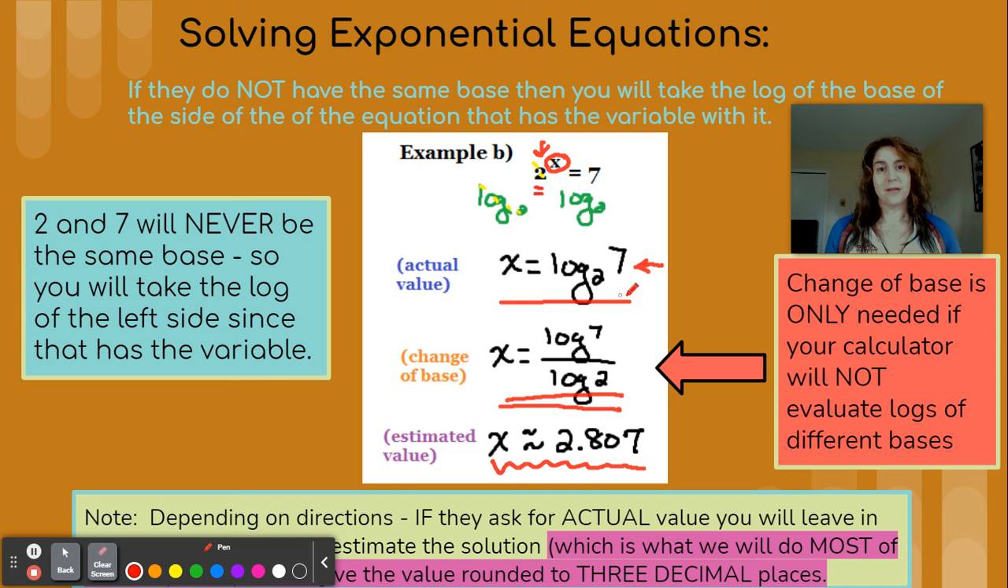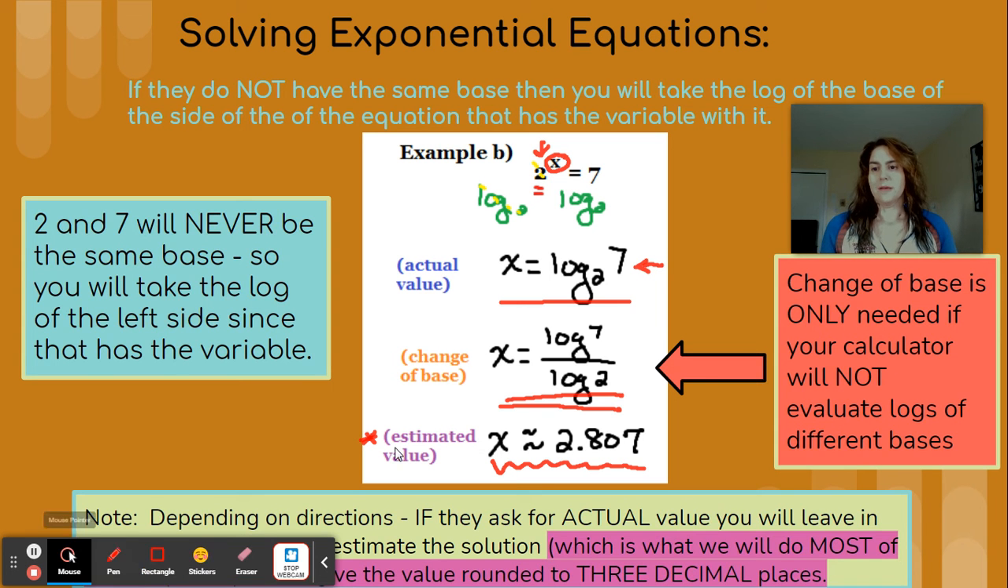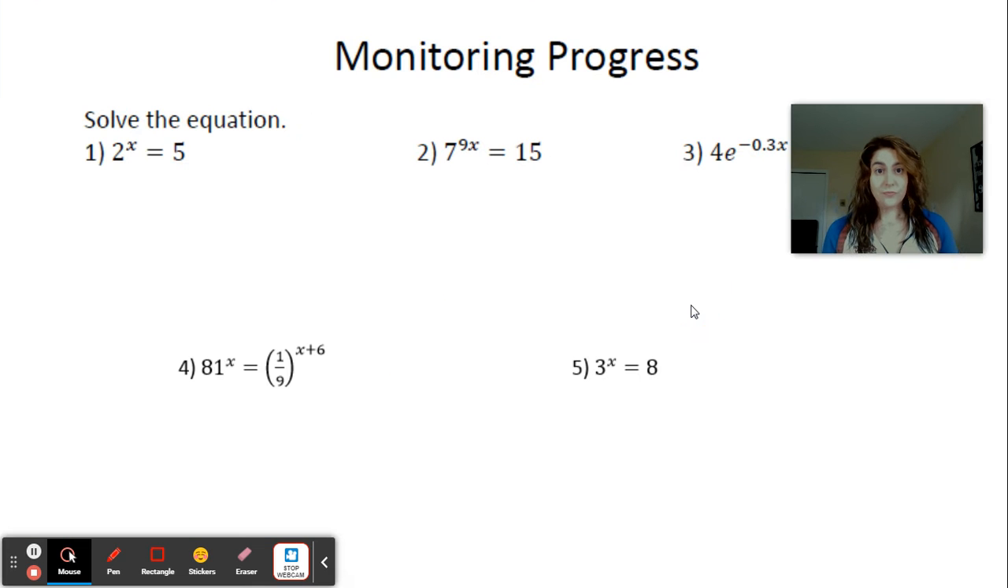Okay, so log base 2 of 7 is about 2.807. And we're going to round to 3 decimal places just for consistency and for more accuracy. So again, just be aware of what your directions are asking you. Most of the time, your estimated value is going to be perfectly fine to use. Okay, so let me clear that first. There we go.